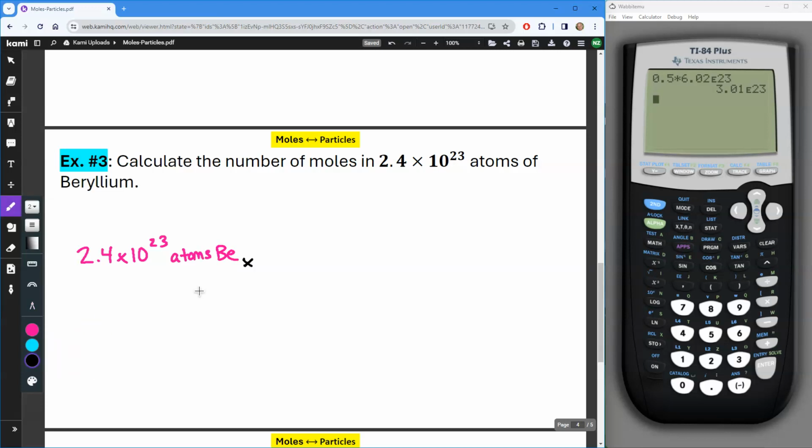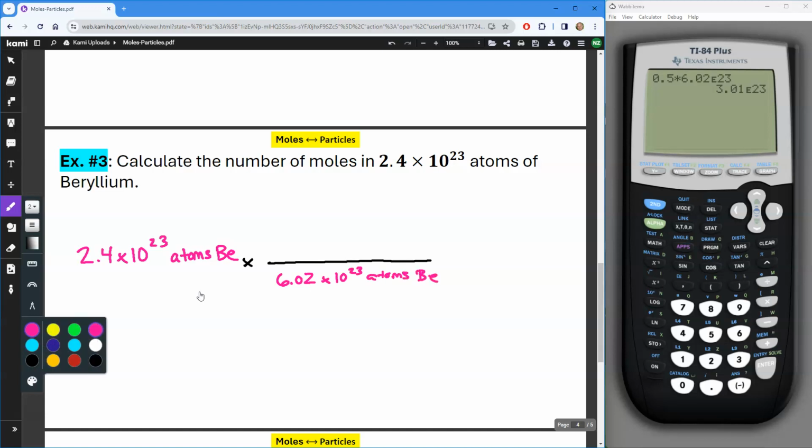And let's set up our conversion factor. All right, so since the atoms are in the numerator here, they need to go down in the denominator here. So instead of writing our Avogadro's number on the top, it's going to go on the bottom down here. So 6.02 times 10 to the 23 atoms of beryllium. So that's how many atoms of beryllium are in 1 mole of beryllium.